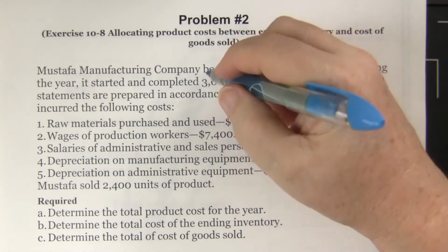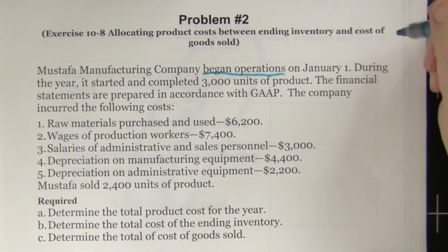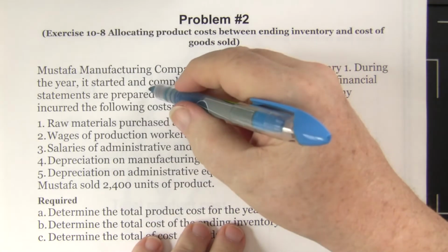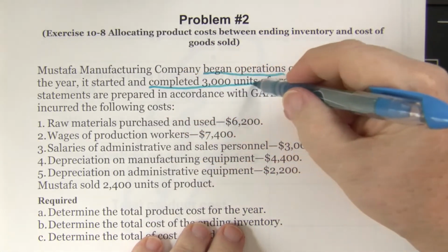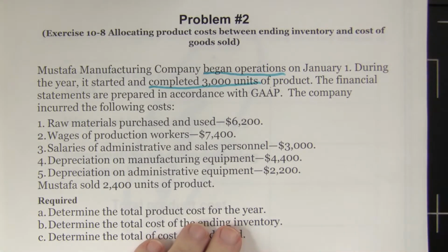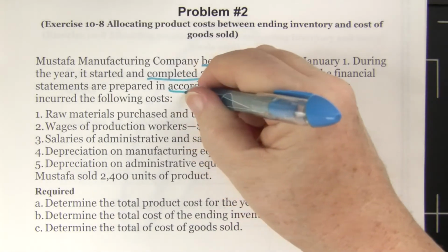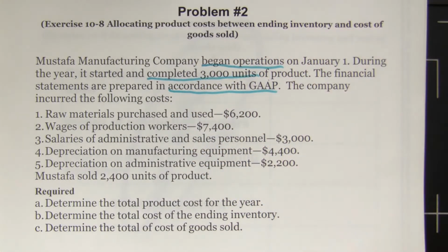They began operations. Okay, that's nice to know. No beginning inventory. During the year, they started and completed 3,000 units. That's nice. No ending inventory. The company statements are prepared in accordance with GAAP. That means nothing to you. It simply means they didn't break any laws.